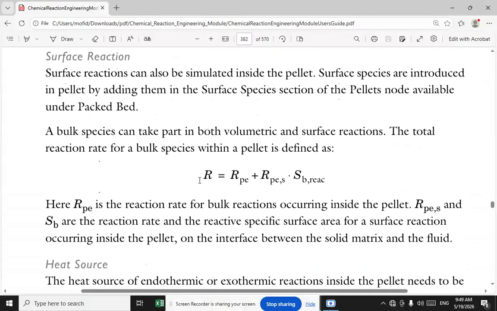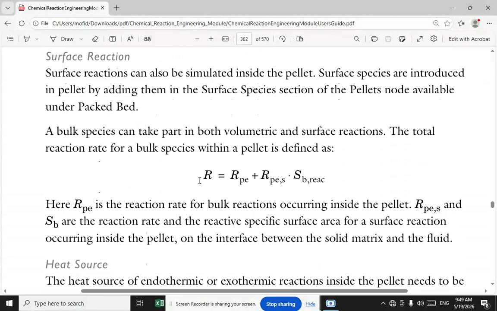Now I want to go to the surface reactions. Surface reactions can also be simulated inside the pellet. Surface species are introduced to the pellet by adding them in the surface species section of the pellets node available on the packed bed. A bulk species can take part in both volumetric and surface reactions.